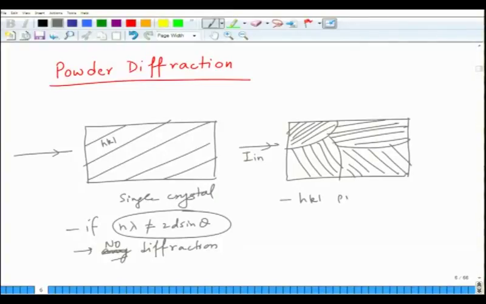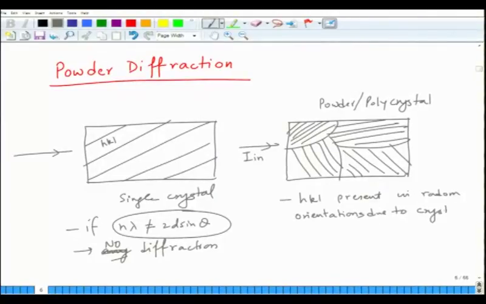So, this is powder, okay, or you can say polycrystalline material, okay, polycrystal. HKL present in random orientations due to crystals being present in various possible orientations, right.